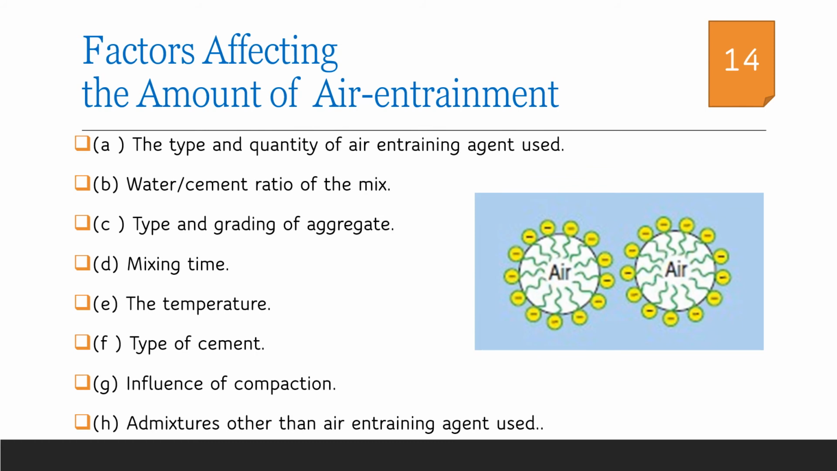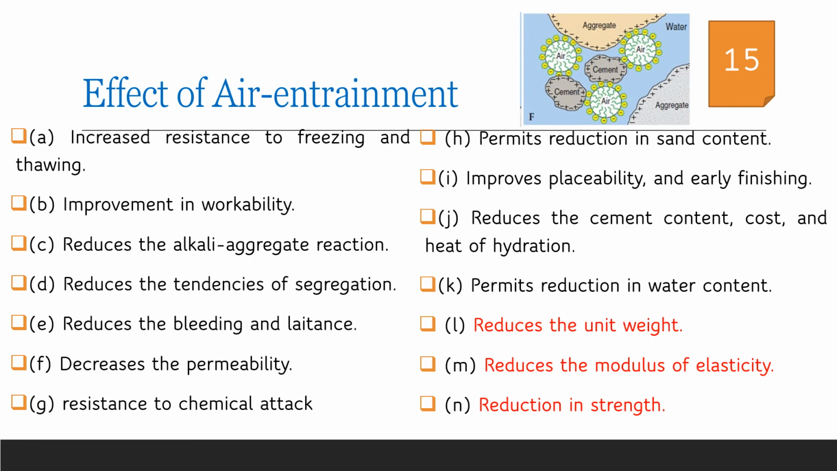Factors influencing the amount of air entrainment are the water-cement ratio, the type and grading of aggregates, mixing time, the temperature of the atmosphere around, the type of cement, the influence of compaction, and also the admixtures other than air entraining agents added to concrete. As you can see in the picture, the air entraining agents get attached to the small air bubbles and cause the air bubbles to repel each other. Since these agents have negative charges, the air bubbles start repelling each other and get distributed inside the concrete mix.